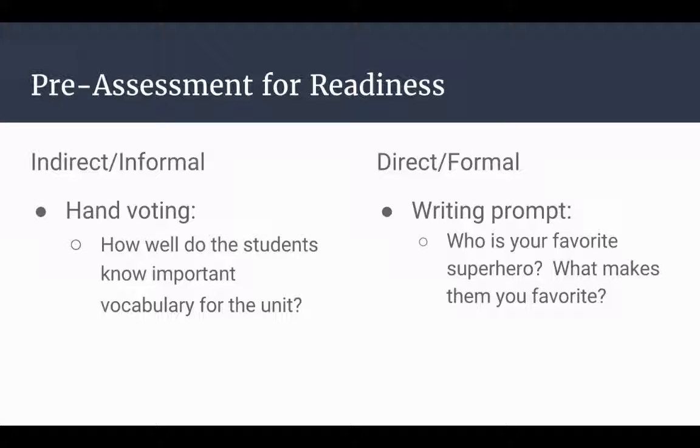I will begin by informally pre-assessing students for readiness. I will be using a strategy I like to call hand voting to get an idea of how much knowledge the students have starting this unit. I give them vocabulary words, and with their hands raised, students put up the number of fingers that correlate with their understanding of the vocab term. 1 finger means they have never heard of it. 5 fingers means they can explain what it is.